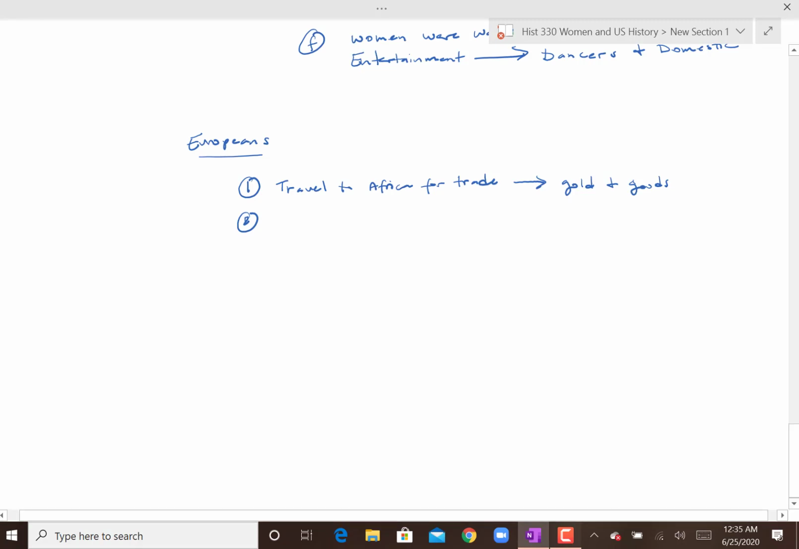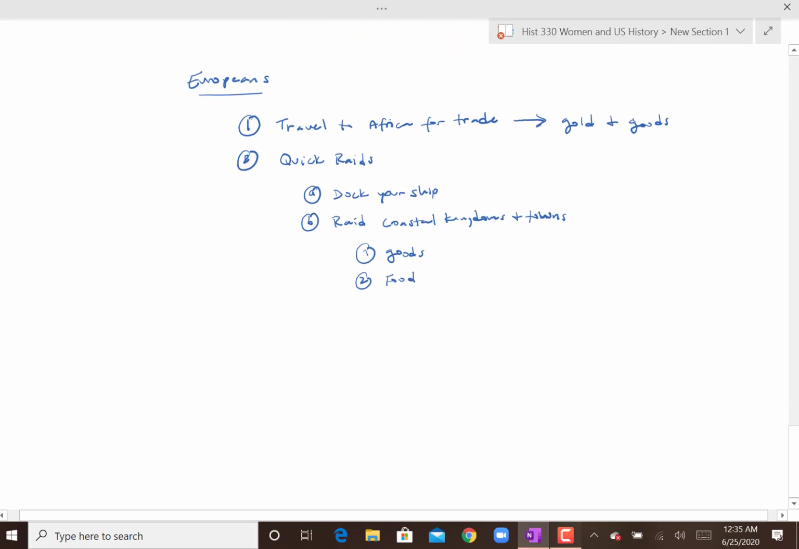They realized that what they could do is they could do quick raids. So you go along the coast and you dock your ship, and then you raid coastal areas, coastal kingdoms and towns, and you grab whatever you can, right, goods, food, people, anything. The goal being to avoid conflict.